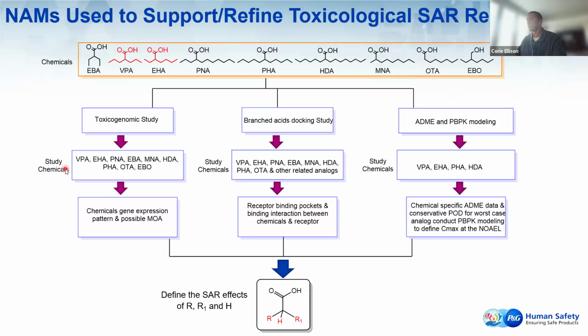So the toxicogenomic data that I'll present provides information on gene expression patterns and also possible mode of action. The molecular docking data provides information on possible interactions between an enzyme binding pocket and the chemical. And the pharmacokinetic data provides information on internal exposure and dose equivalency between the chemicals. When taken together, they can all help inform the SAR read across and help us understand which of the case study chemicals should be grouped with valproic acid because they are expected to have valproate-like effects on development, and which chemicals should not be grouped with valproic acid because they are not expected to have valproate-like effects on development.